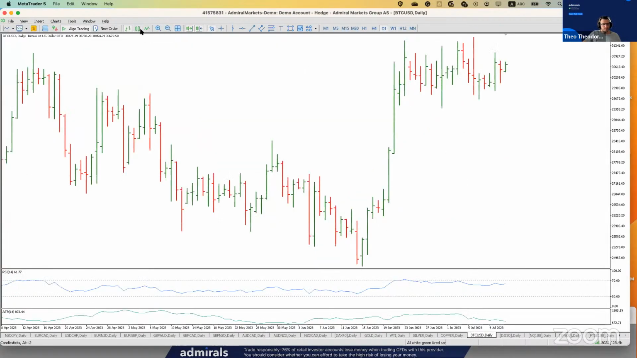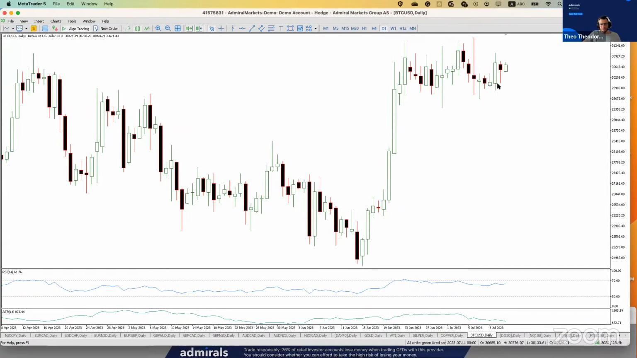Bitcoin. Yesterday we had an inside candle, but again, I'm expecting to see some break outside of this congestion area and preferably to the upside.